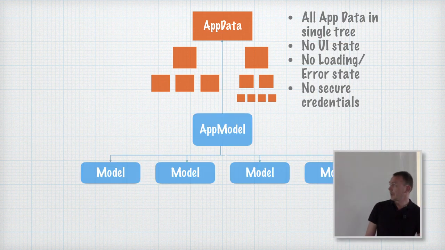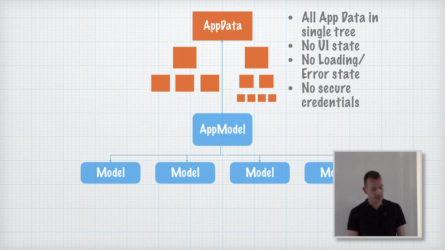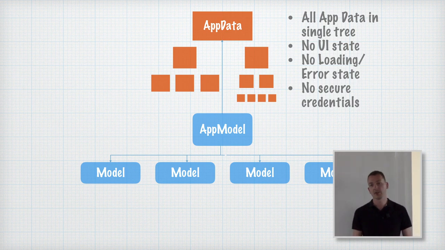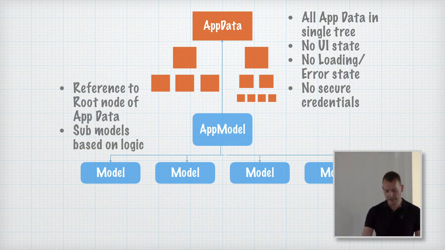So what we built underneath there are our app models, or just model. If you think of MVC, the model is where your business logic lives, all kinds of functions. This has a reference to the root node of our data tree. And all the changes of the data can only be done through those models.